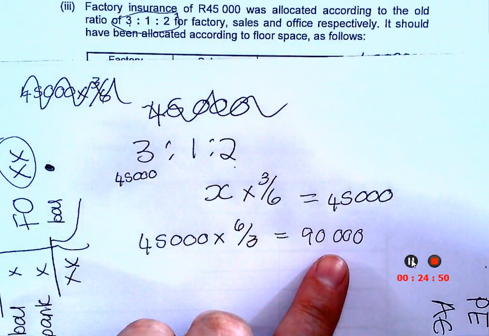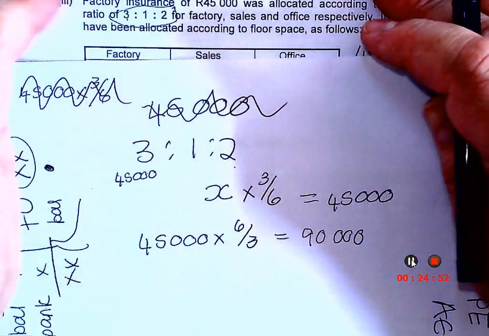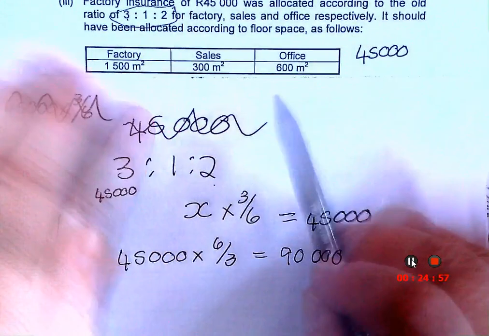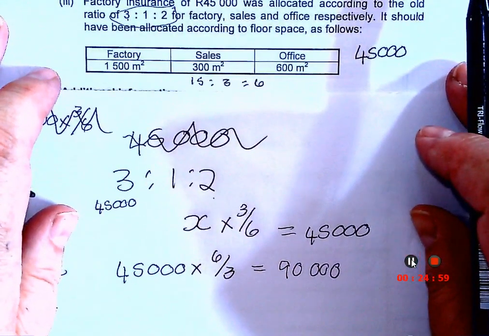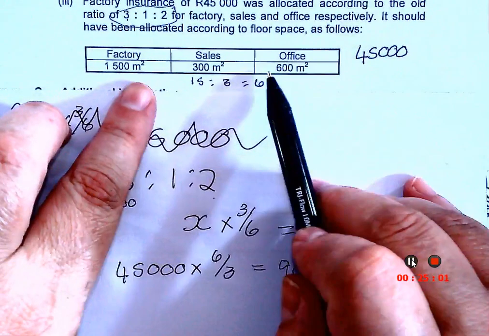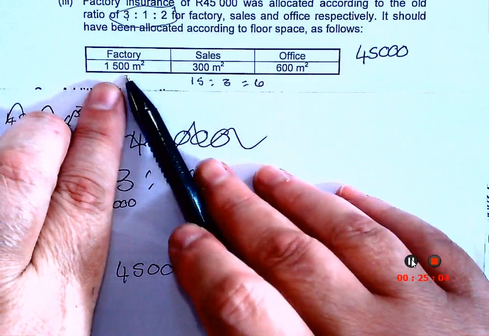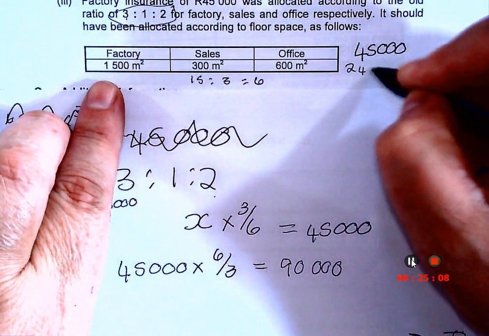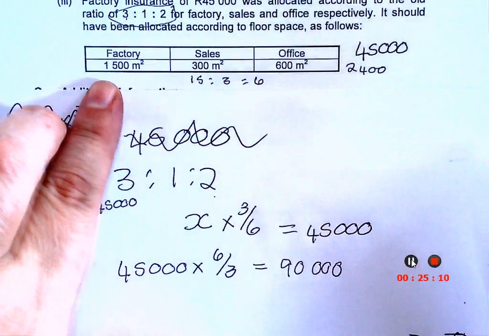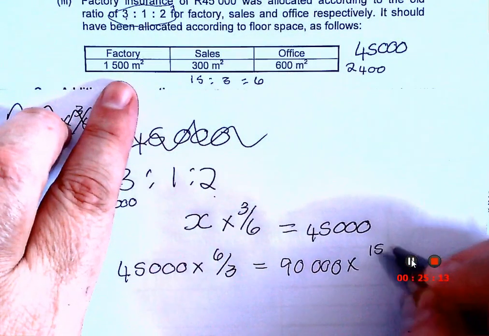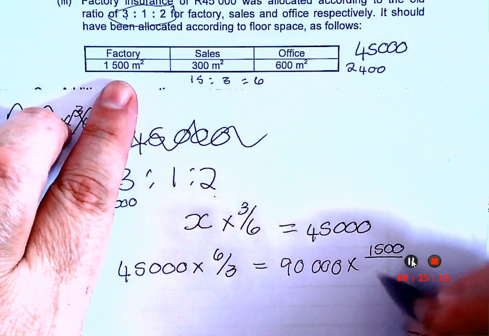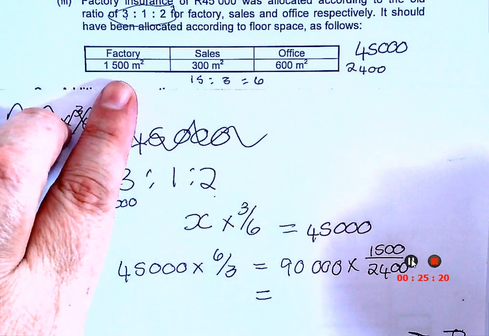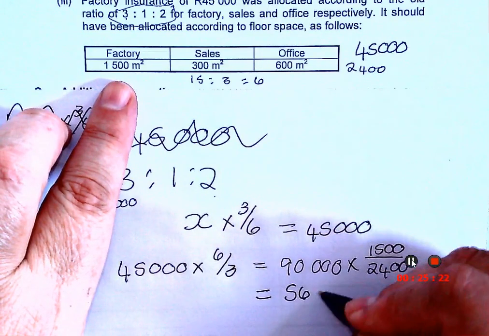Okay, now I want to do it the right way. What is the right way? The right way, 90,000. And you guys, you don't even have to go smaller. You can work on these big amounts. Because 15 plus 3 plus 6 gives me 24. Isn't it right? So you can say 90,000 times 15 over 24, and that gives me what? 56,250.